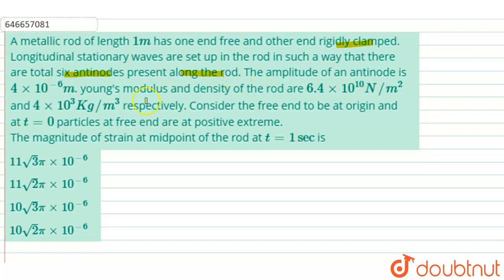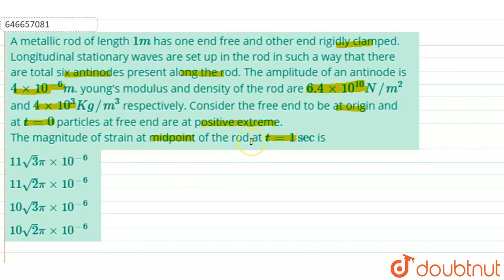Now the amplitude of the antinode is 4 into 10 raised to the power minus 6. The Young's modulus and the density of the rod are 6.4 into 10 raised to the power 10 Newton per meter square and 4000 kg per meter cube. Consider the free end to be at the origin, and at t equals 0 the particles at the free end are at positive extreme. Now what we have to find? We have to find the magnitude of strain at the midpoint of the rod at t equals 1.